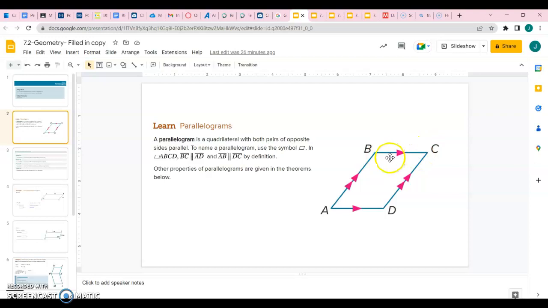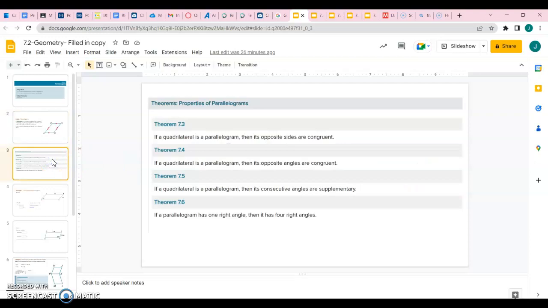So from B to C, it's parallel to A to D, and then A to B is parallel to D to C. So when you're looking at any kind of math terms, if you see this symbol, it means that it is a parallelogram. So some of the theorems for properties of parallelograms.